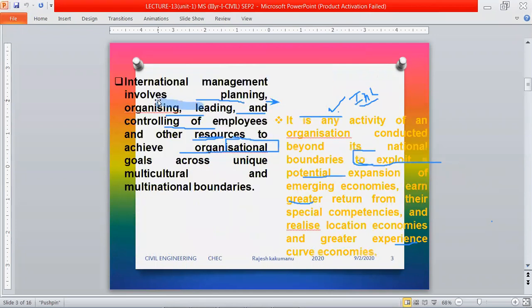So in the last classes, you already learned about the functions of management. That is, international management also involves planning, organizing, leading, and controlling the employees and other resources, right? In the same way, international management also learns the concepts of planning, organization, coordination, and controlling everything. But how is it based upon the unique multicultural and multinational boundaries?